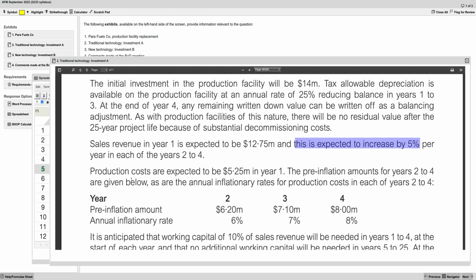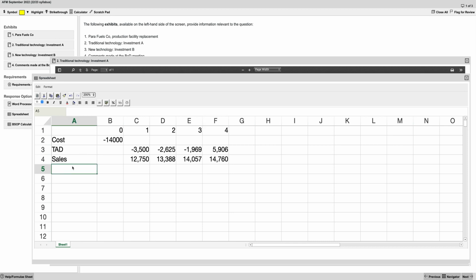Moving on then, what else does it tell me? Production costs are expected to be 5.25 in year 1. All right, let me do that then. So production costs, 5.25 negative in year 1. Gotcha. What else have you got for me?